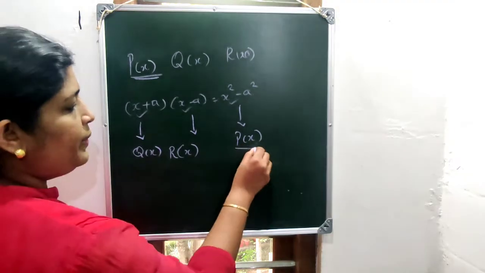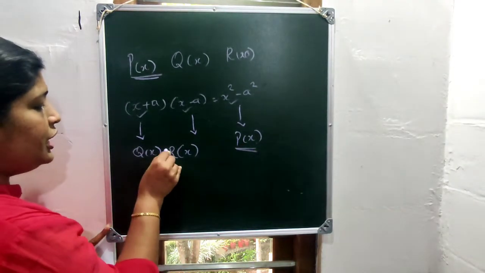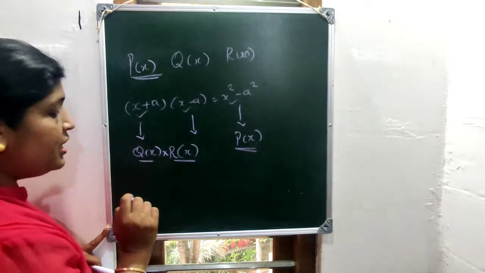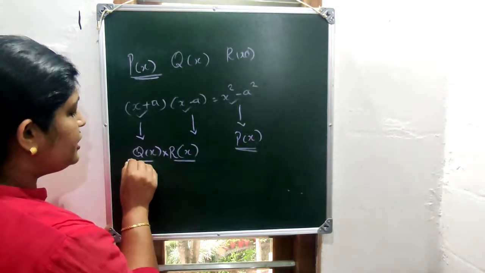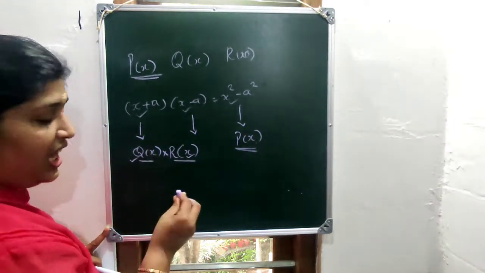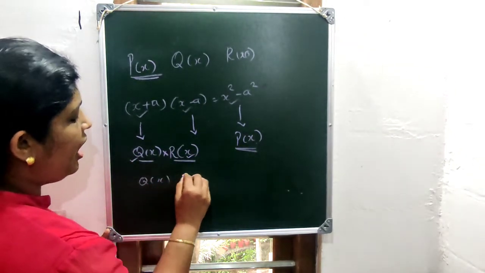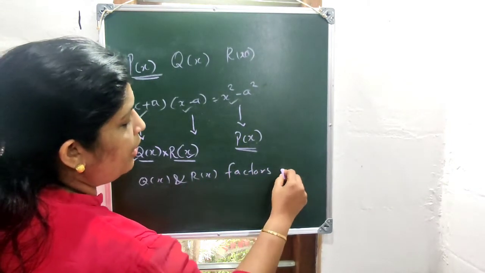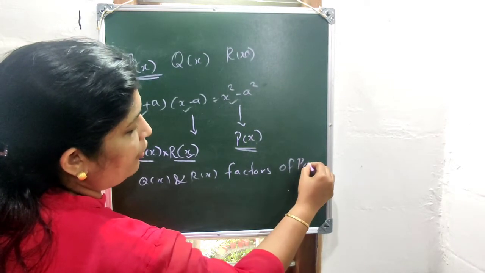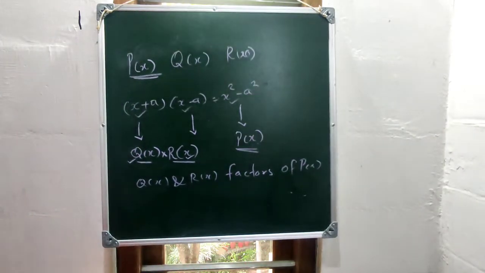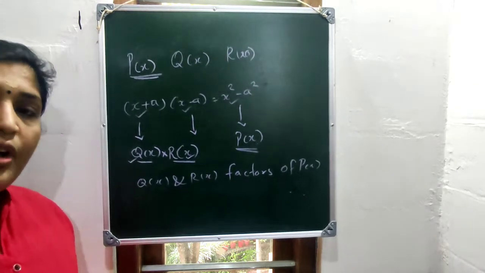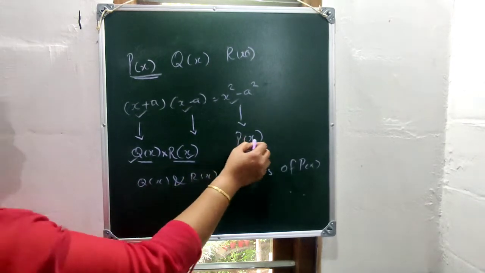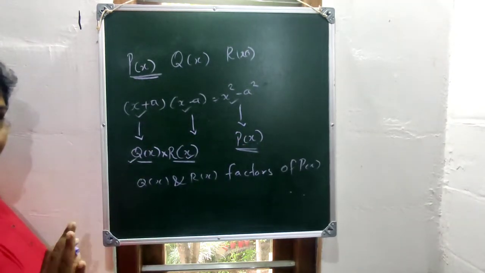See, this polynomial p of x is actually the product of two first degree polynomials q of x and r of x, right? So we can say that q of x and r of x are factors of p of x. Okay, these two are called factors of p of x. So we can find out the factors of any polynomial. Okay, in p of x, this is p of x, right?